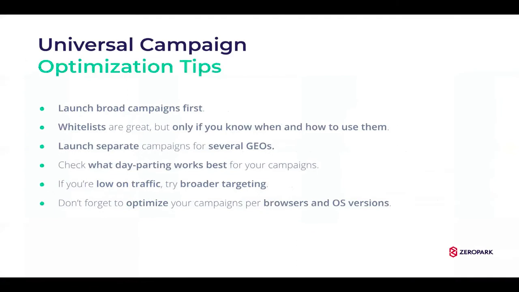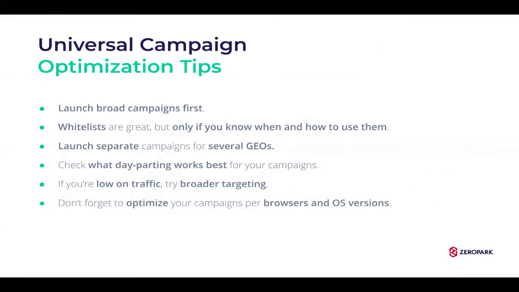Okay, let's repeat what's important when dealing with campaign optimization. So the first thing, launch broad campaigns first. Choose ROI targeting to get all traffic coming from a selected country. In this way, you will be able to identify top performing sources for your campaigns. Whitelists are great, but only if you know when and how to use them. Also, they work best if prepared for specific campaign targeting options you need to identify first. So don't forget to provide us with all details when requesting the whitelist.